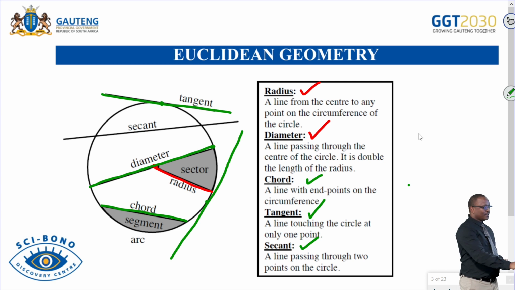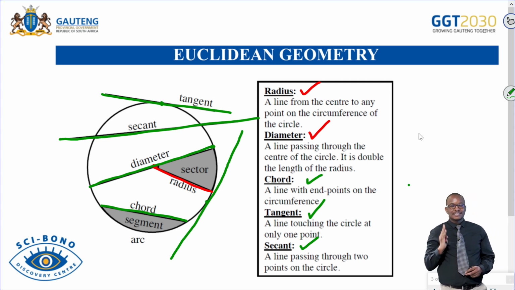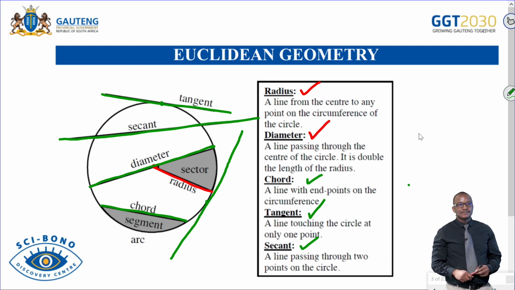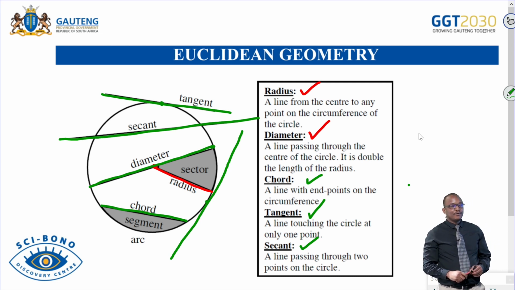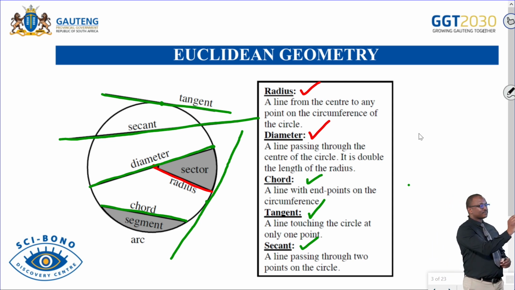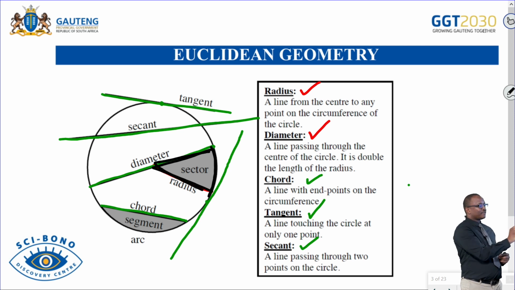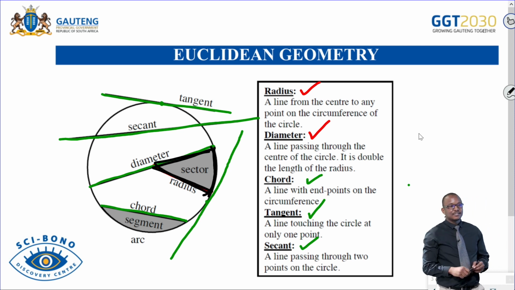A secant is a line that is cutting through the circle. It's just passing through the circle. It's cutting the circle twice. It doesn't touch, it cuts through the circle. So that's what we call a secant. Then, on the part of the circle, we have what we call a sector. You know a sector. It's like a slice of a pizza. When you buy pizza, you see that your pizza slice will have the shape of a sector.